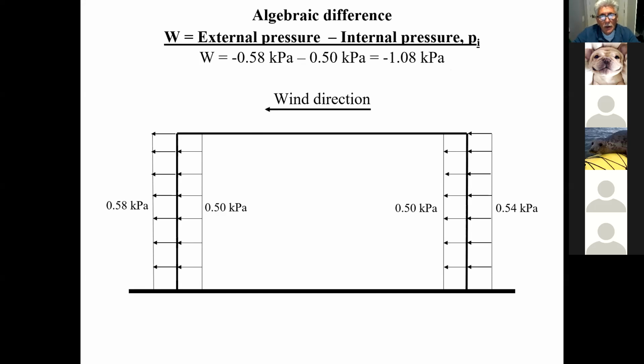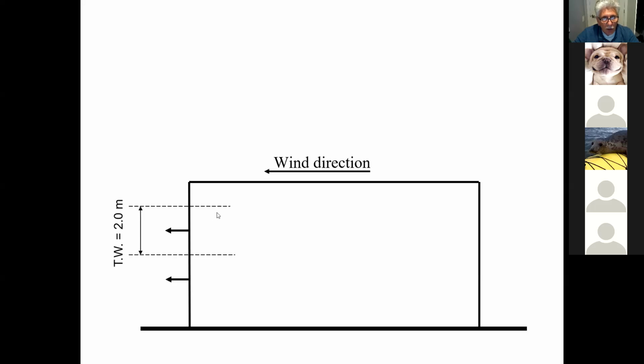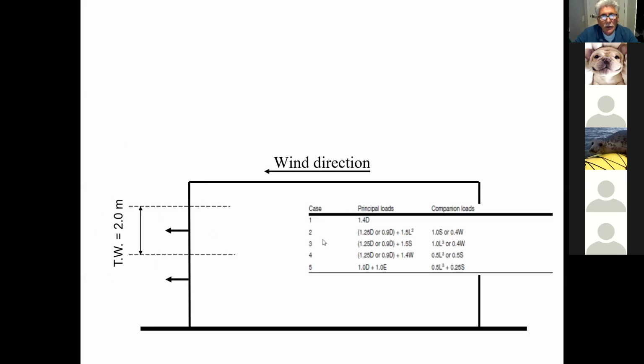Now what I need to do is take that pressure and convert it into a uniformly distributed load along the girt. Therefore, I multiply that by the tributary width that the girt is going to be carrying. And of course, the tributary width is 2 meters. 2 meters here, 2 meters here, and so on. So that's my tributary width.